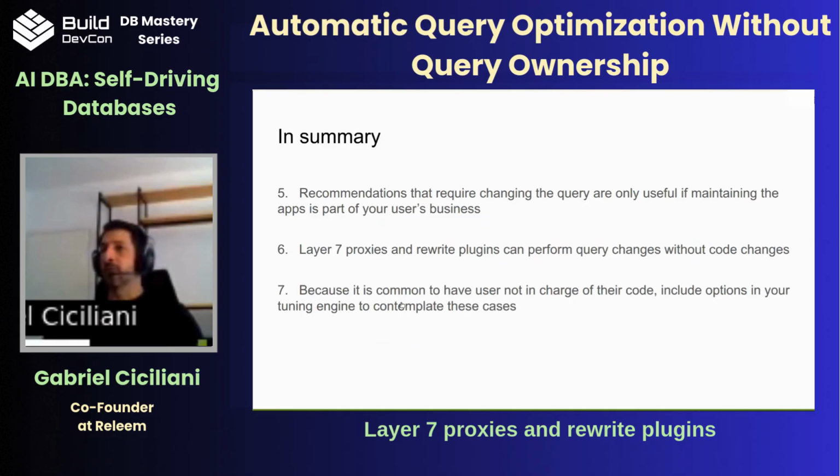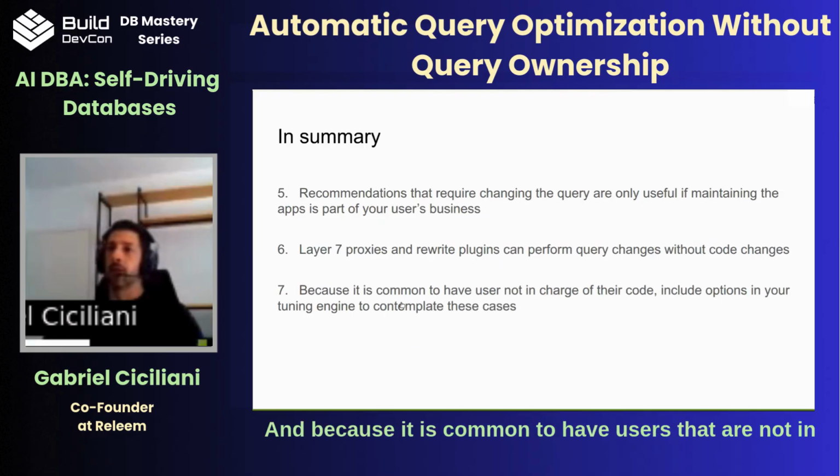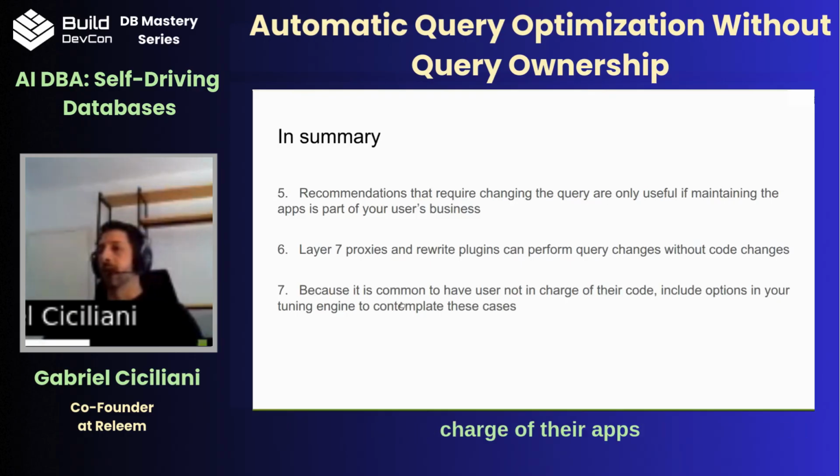Layer 7 proxies and rewrite plugins can perform query changes without code changes. They can do in-flight rewrites, so they might be a workaround for implementing query recommendations without dealing with the code. And because it is common to have users that are not in charge of their apps, including options to contemplate these in your tuning system might be a good idea.